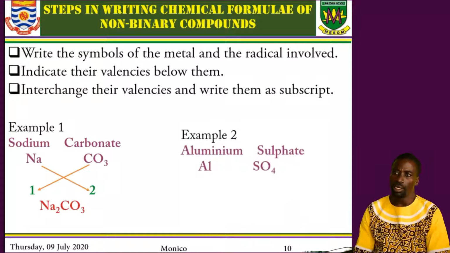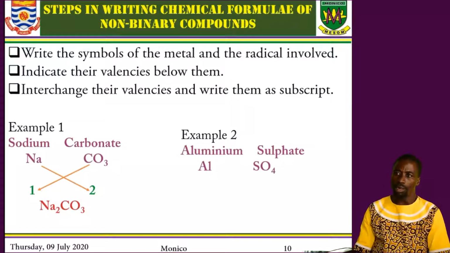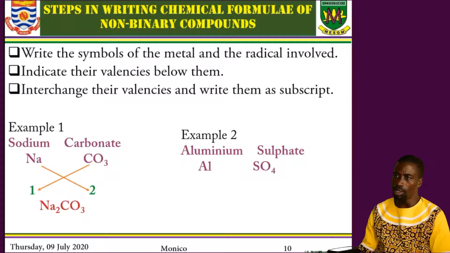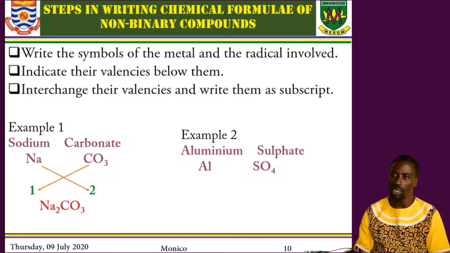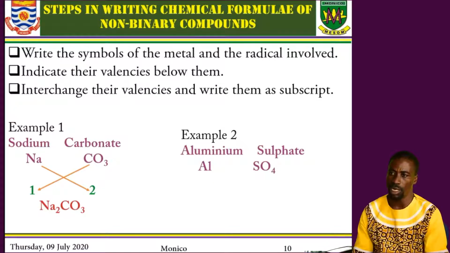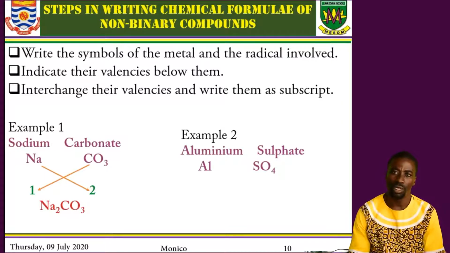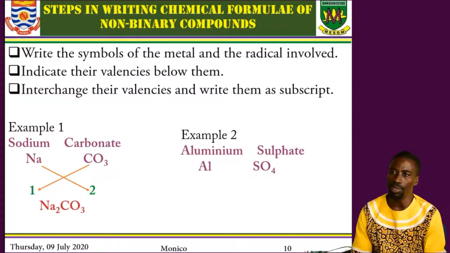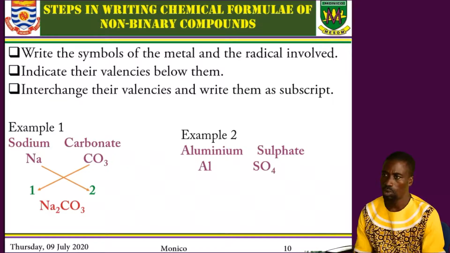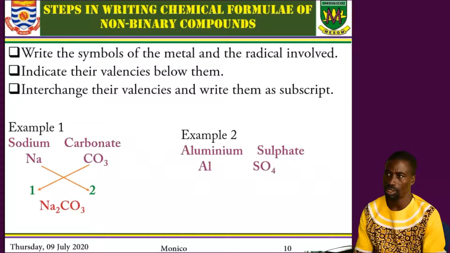Right. Now let's look at another example. So we will go through the same process. Now we have aluminum, we have sulfate. So we have written the symbols. Now the next thing is writing the valencies. Now for aluminum, we already know the valency from the previous slide that it is 3. But how do we know that of sulfate?